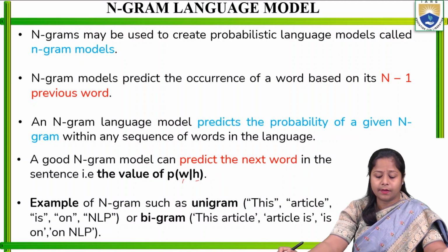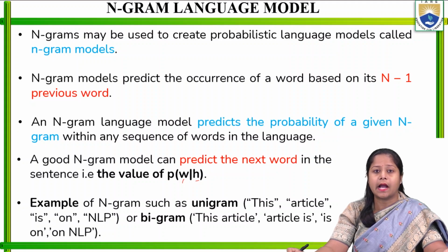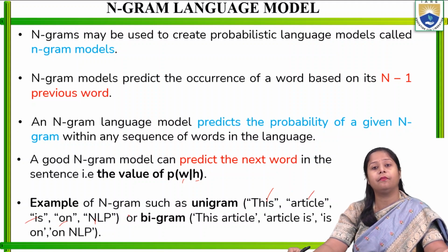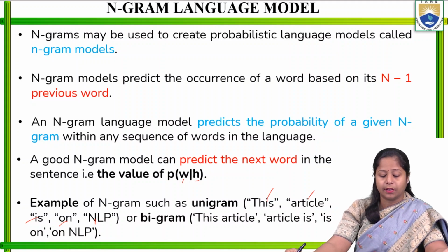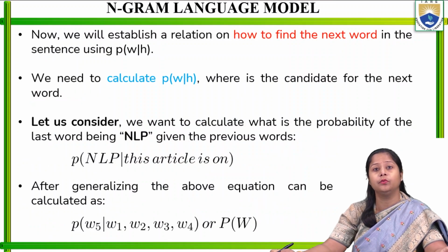For example, take n-grams such as unigrams. Suppose one sentence is there: this article is on NLP. How many unigrams can there be? Each and every word is a unigram, so this, article, is, on, NLP gives 5 unigrams. If I discuss bigrams: this article is one, article is is second, is on is third, and on NLP is fourth. So there are 4 bigrams, each a combination of 2 words.